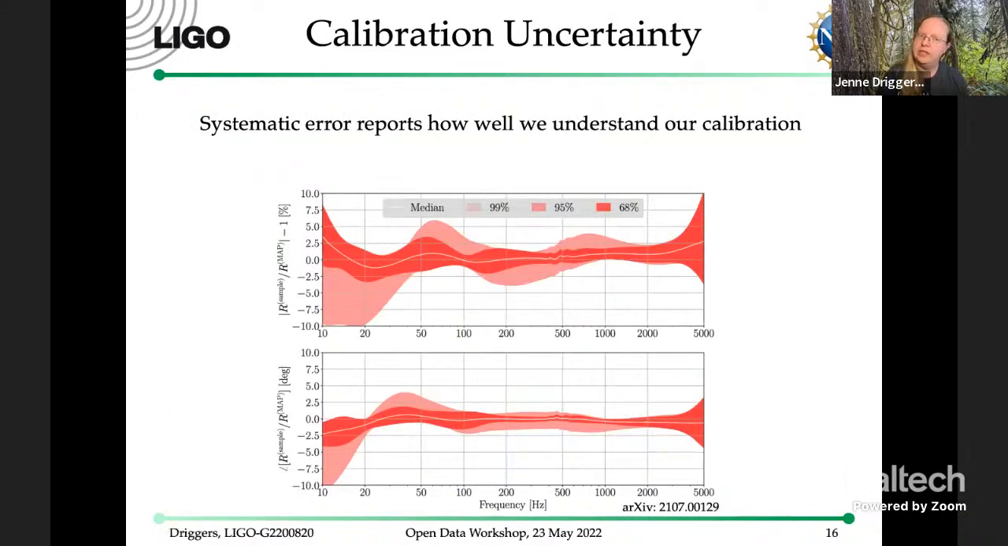When we calibrate, of course, we say that we know very, very well what the amplitude and frequency of our mirror motion is, the data to mirror motion. But there is, of course, a limit to how well we can know. The systematic error reports how well we know our calibration, and how well we can truly say we know our mirrors are moving based on our data. These plots are as a function of frequency, starting at 10 hertz, going up to 5 kilohertz.